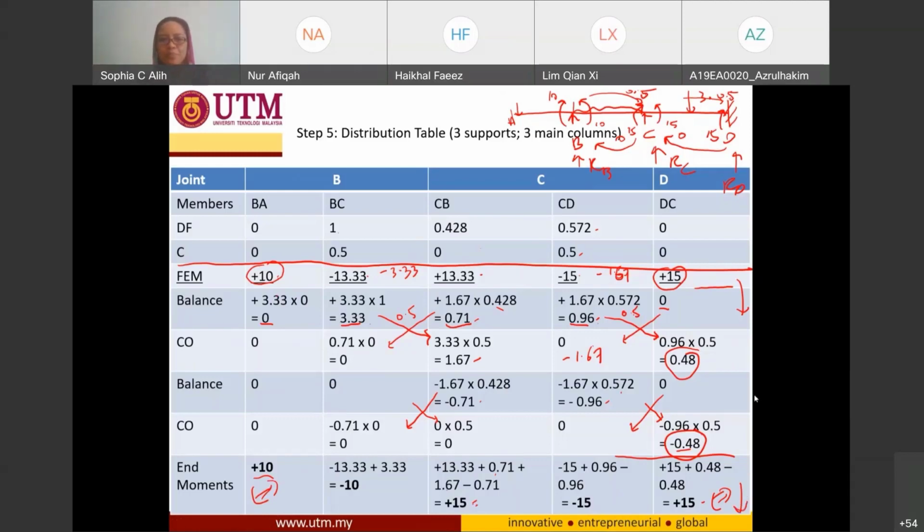Okay, all right, so basically that's the whole procedure that you need to go through in order for you to use your slope deflection method, your moment distribution method. Up to here I will open for any question.